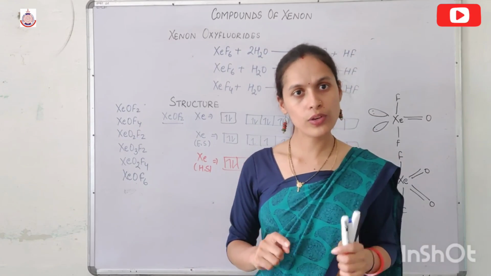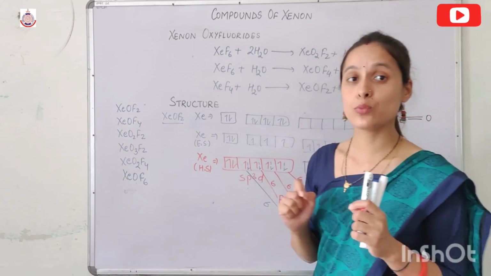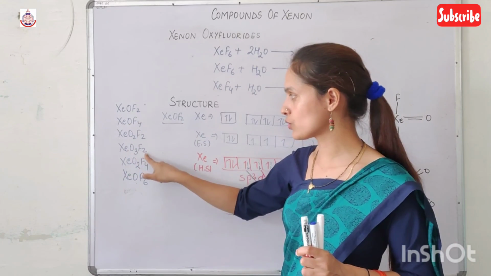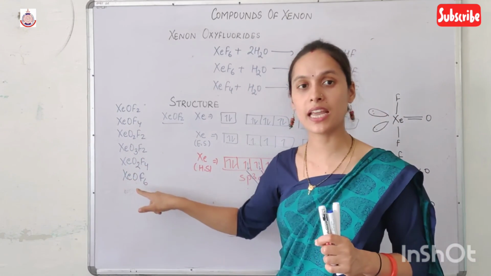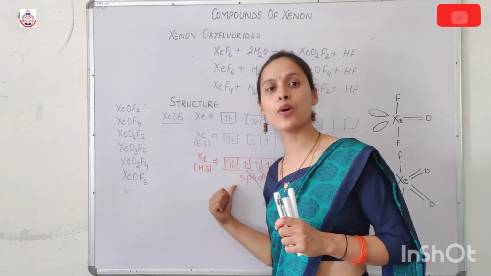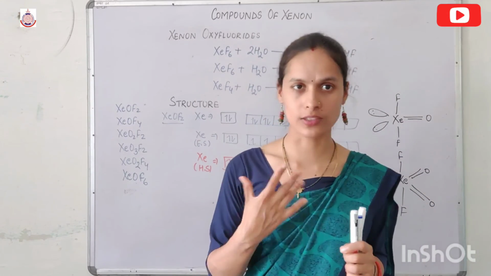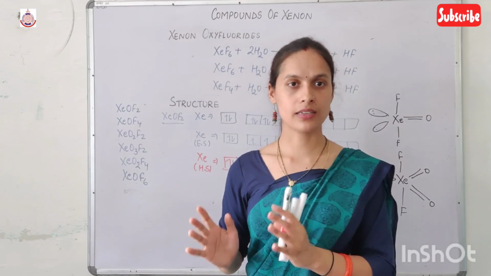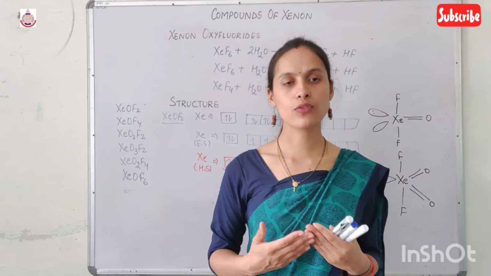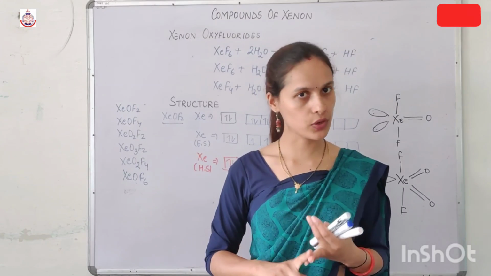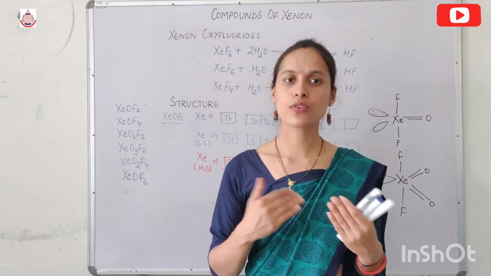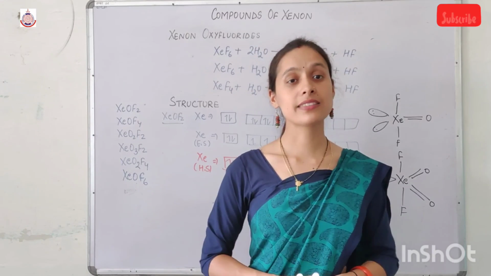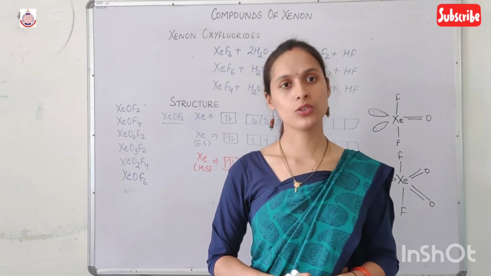Now it is your homework to tell me the structures of XeOF4, XeO3F2, XeO2F4 and XeOF6 with the help of the hybridization concept. So students, that's all on the compounds of xenon. Xenon forms compounds with oxygen and fluorine to form xenon oxides, fluorides and oxyfluorides. So that's all for today. I'll see you in my next video with new topics.